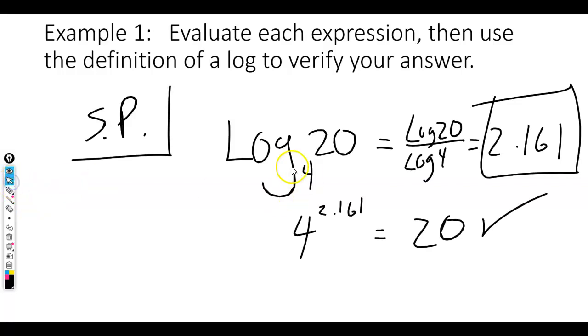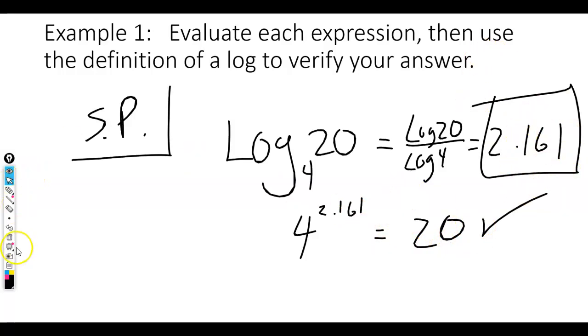Okay, so log base 4 of 20 using the change of base is log 20 over log 4, which is 2.161. So the answer to log base 4 of 20 is 2.161. Changing that into exponential form, we would get 4 to the 2.161 power equals 20. Checking that on our calculator verifies that it's a good answer. So 2.161 is in fact our answer.